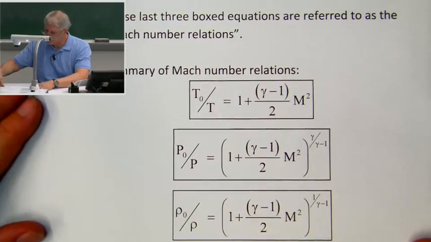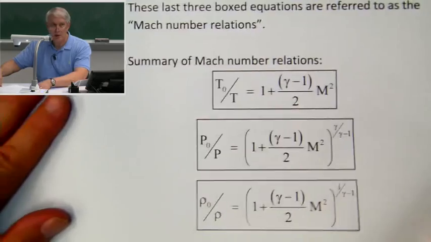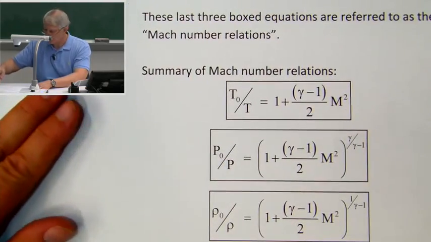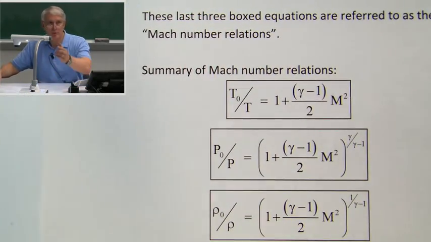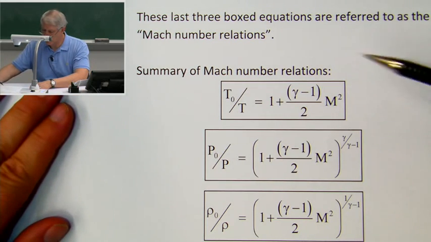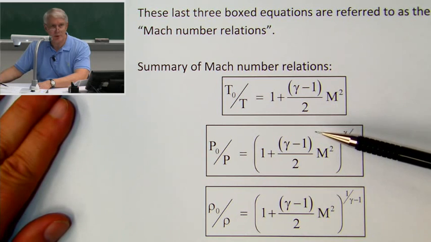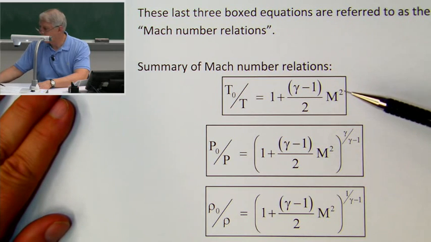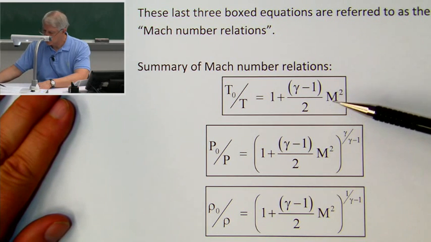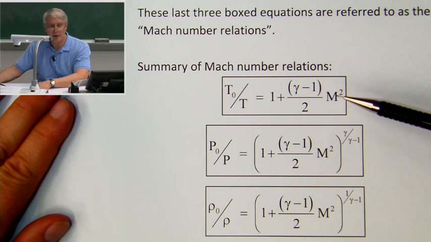To summarize, these last three boxed equations that I had up there are what we call the Mach number relations. I've just summarized them here. These are the same three equations we had up there, and we use these a lot. We're going to use these in our next lecture.